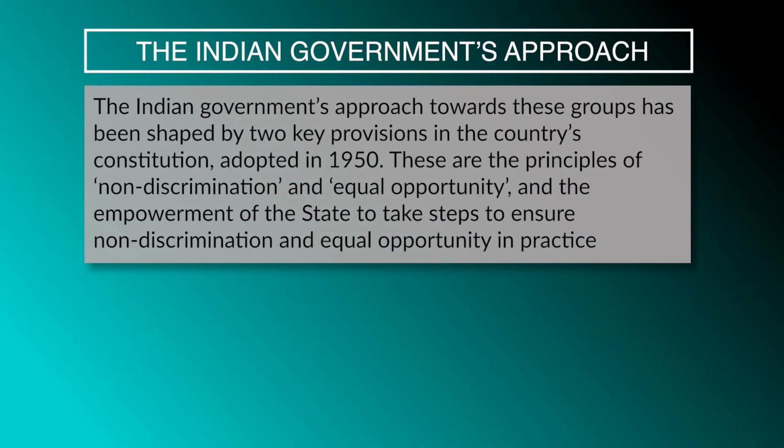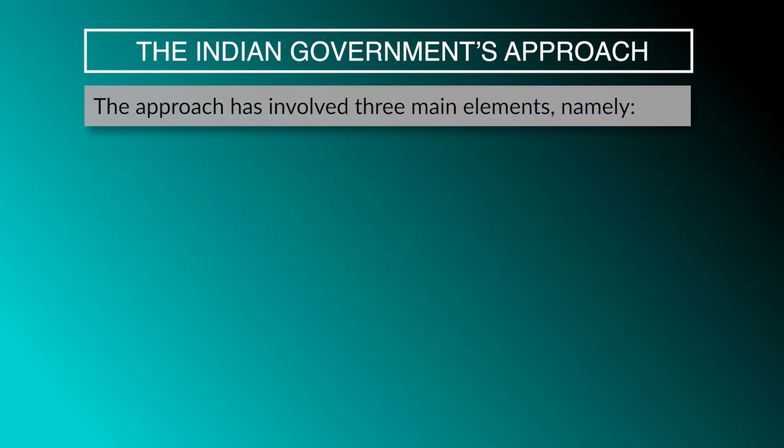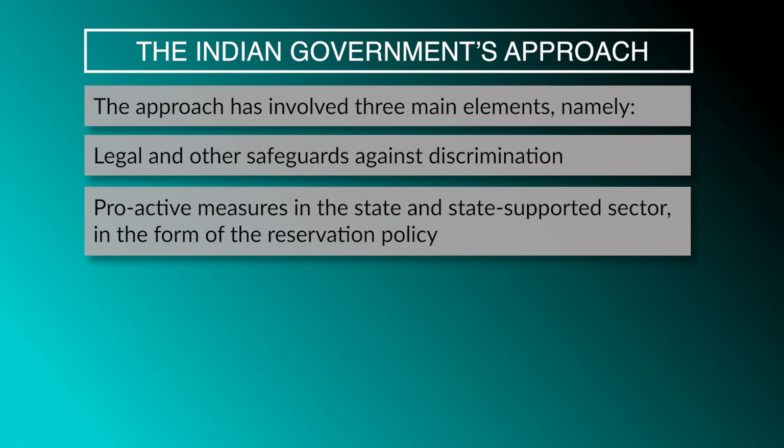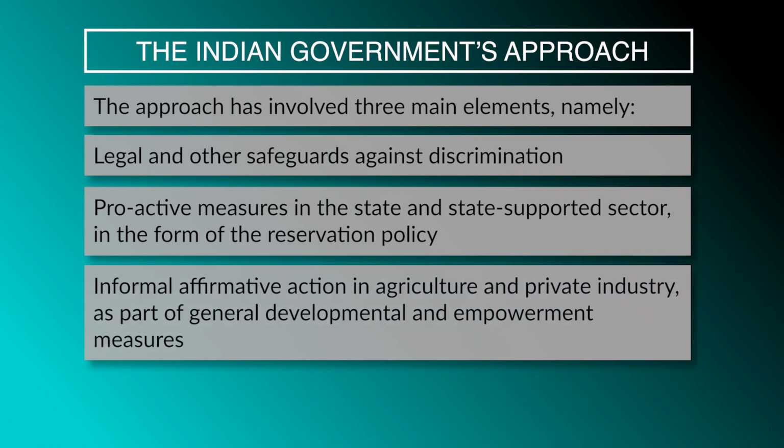So what has been the approach of the Indian government towards these segments of the population? The approach has been shaped by two key provisions in the country's constitution adopted in 1950. These are the twin principles of non-discrimination and equal opportunity, and the empowerment of the state to take steps to ensure non-discrimination and equal opportunity in practice. The approach has involved three elements: legal and other safeguards against discrimination, proactive measures in the state and state-supported sector in the form of reservation policy, which we are going to talk about extensively, and informal affirmative action in agriculture and private industry as part of general development and empowerment measures.